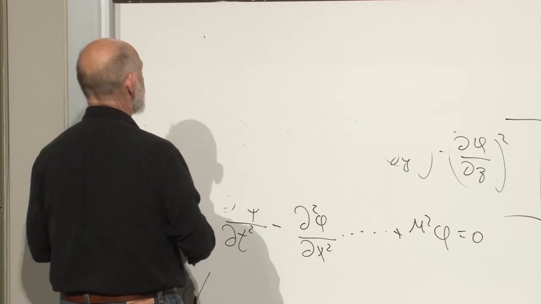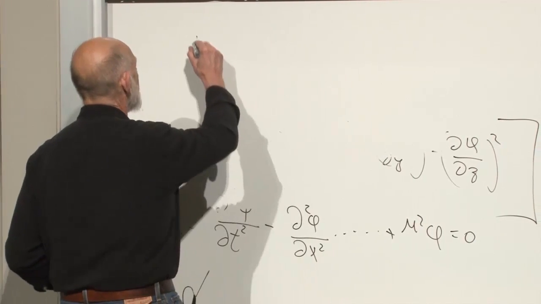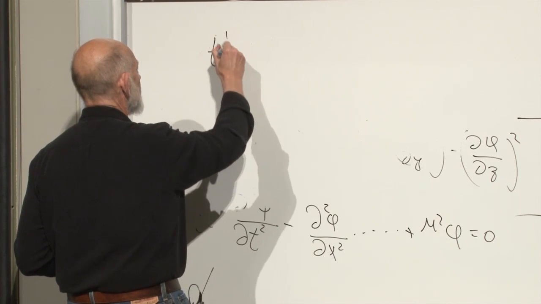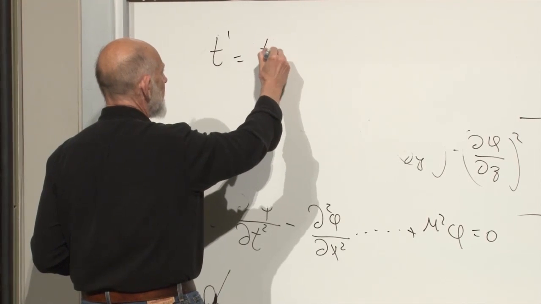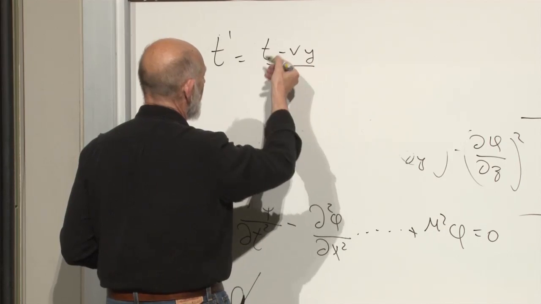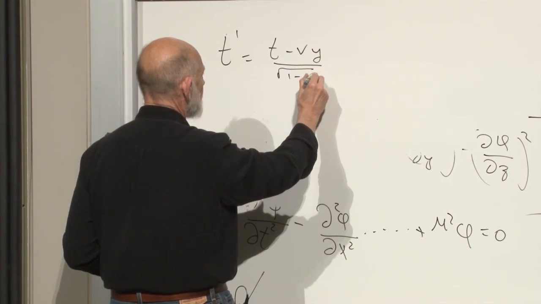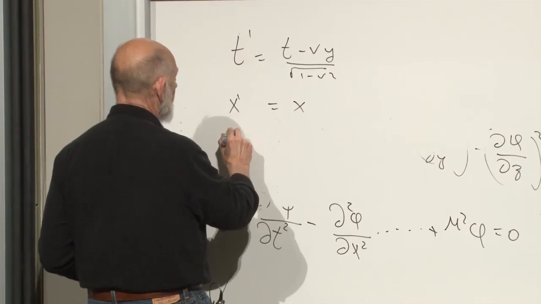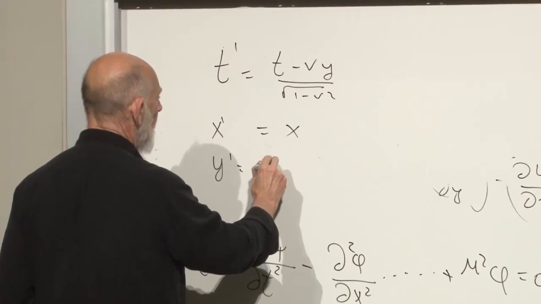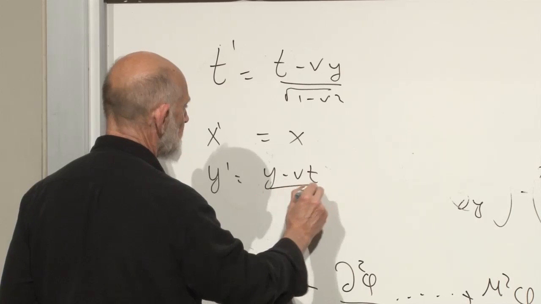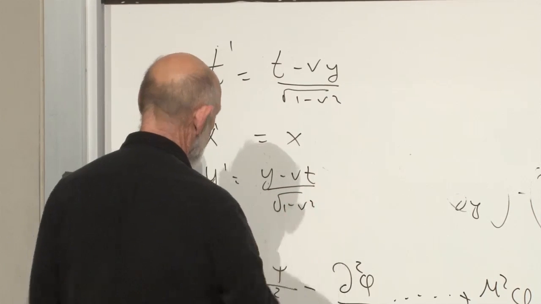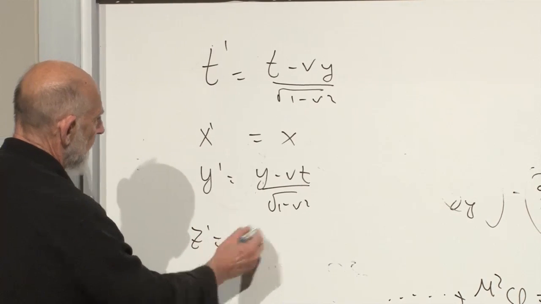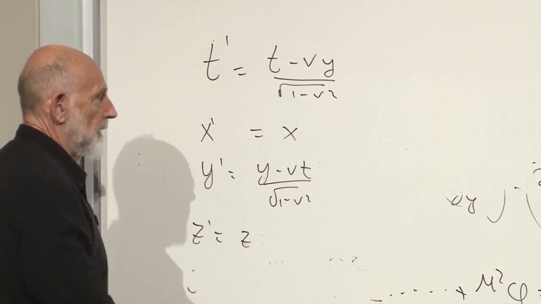So you'd have t prime is equal to t minus vy over square root 1 minus v squared. x prime equals x. y prime equals y minus vt over square root 1 minus v squared, and z prime is equal to z, period.